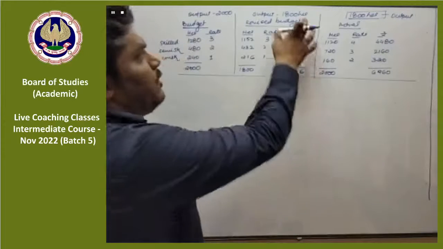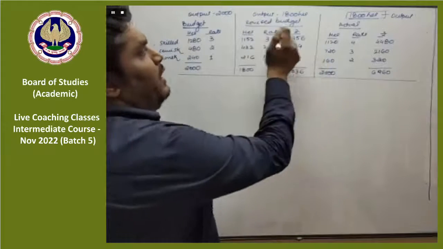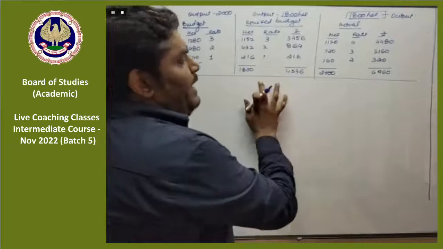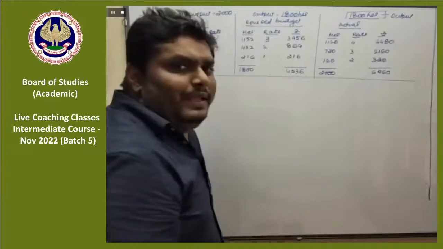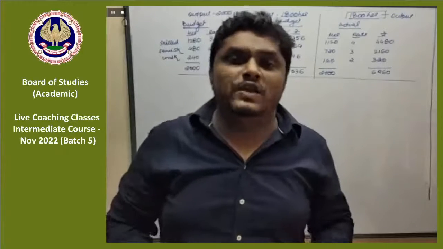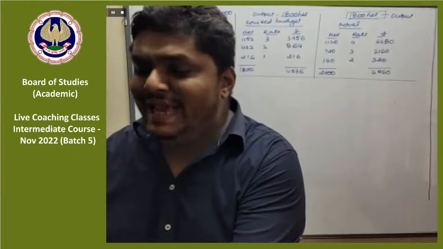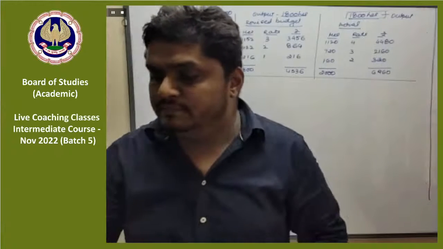So this much is the cost that was supposed to be incurred for 1800 hours of output, and this much is the cost that is actually incurred for 1800 hours of output. Now we can easily calculate the variances.